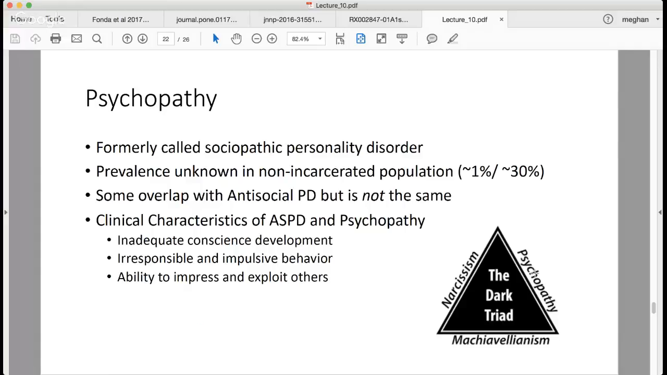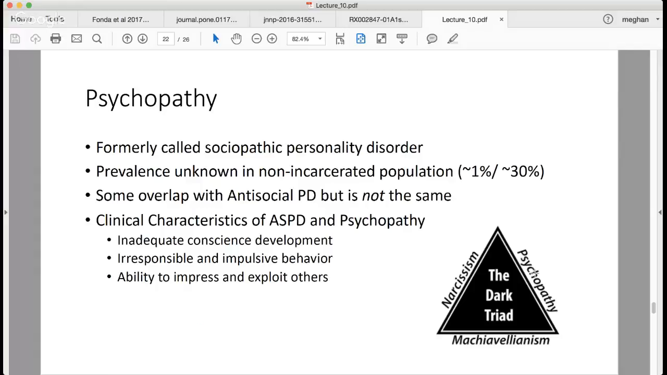So now we're going to talk about psychopathy. Psychopathy is kind of a personality disorder. It's not really a DSM diagnosed personality disorder, and a lot of people try to use it as antisocial personality disorder, but they're not the same.